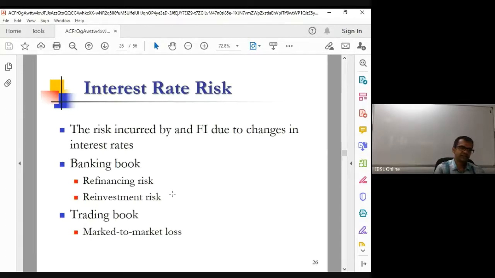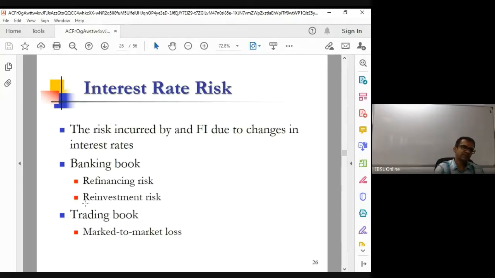So in the banking book, there are assets and liabilities. They face two types of interest rate risk: refinancing risk and reinvestment risk. What is the refinancing risk? If you have an asset, to fund that asset, you have to borrow funds. By the time that you borrow again, you don't know what would be the interest rate. Interest rate might have gone up and your borrowing cost increased. That is the refinancing risk.